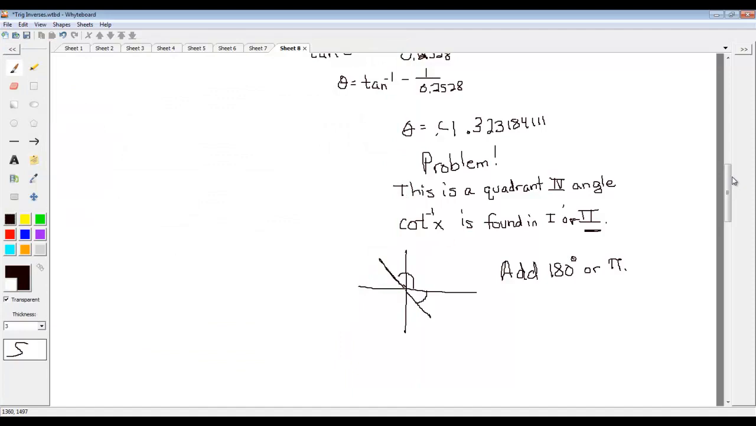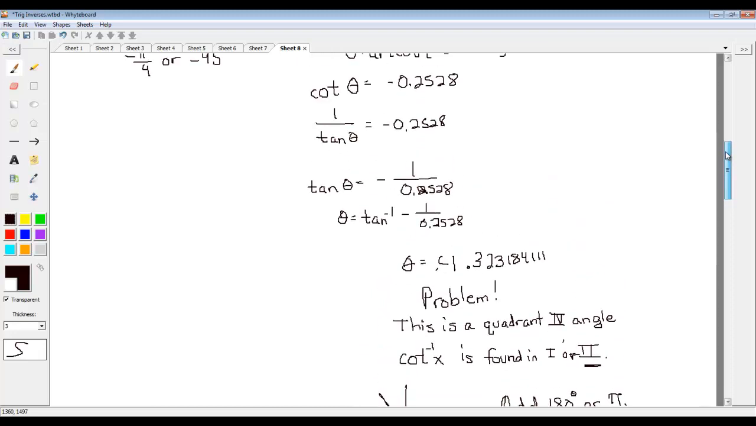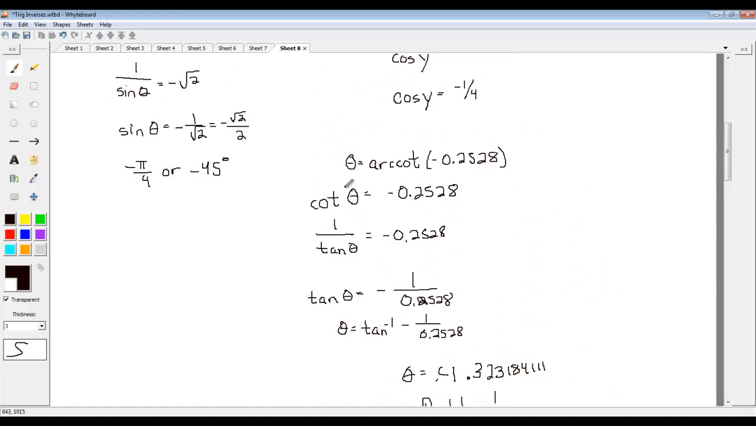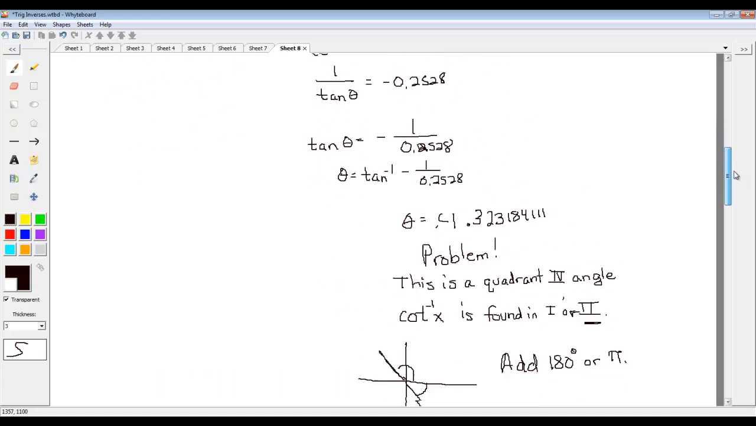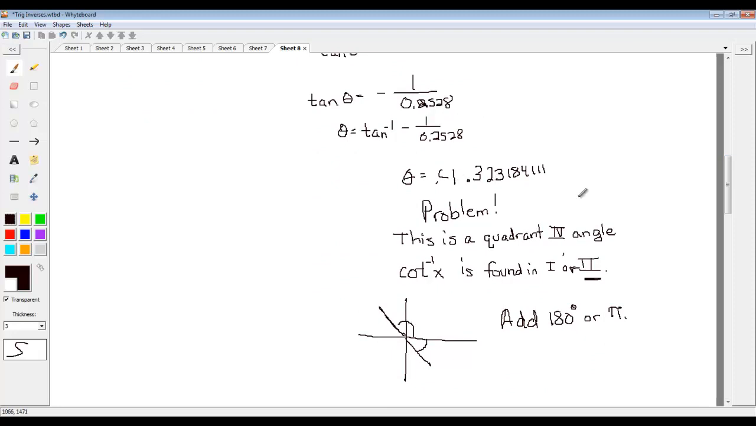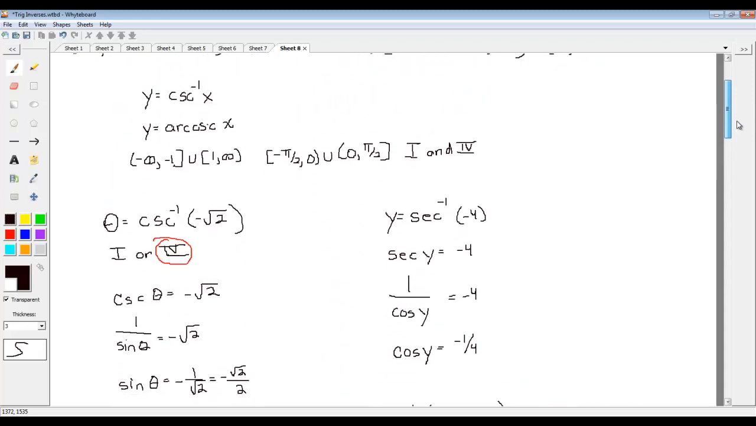Just watch your quadrants, because inverse sine and inverse cosecant are both found in quadrants 1 and 4. Inverse cosine, inverse secant are both found in quadrants 1 and 2, so you don't really run into these kinds of issues so much. But inverse tan is found in quadrants 1 and 4, while inverse cotan is found in quadrants 1 and 2, so you do have to watch out when you're solving these problems, because if you're doing arc cotan and you switch to tan, you're dealing with negative angles, you're going to end up with the wrong quadrant. Then you might have to add 180 degrees or pi to help adjust. So I just want to warn you of that.